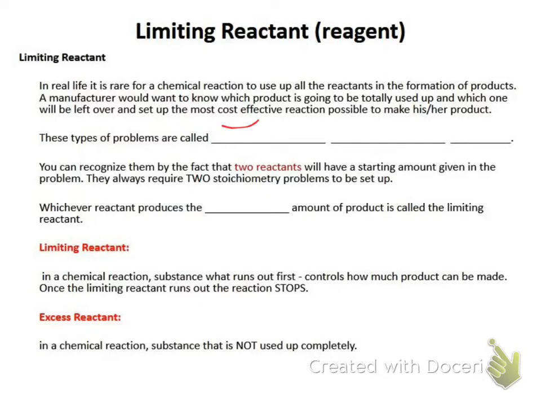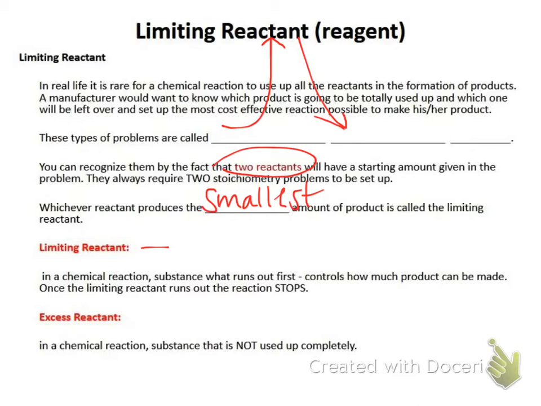These types of problems are called limiting reactant or limiting reagent. Both words can be used, so you can write that in those blanks, because they go right here. The way that you'll recognize that it's a limiting reactant problem is you're going to be given information about both reactants, so you'll be given two numbers, whether it's liters or grams or moles. Basically you're just going to work the problem twice, and whichever reactant produces the smallest amount is called the limiting reactant, because you're going to run out of it first. So the definition of limiting reactant is basically what runs out first.